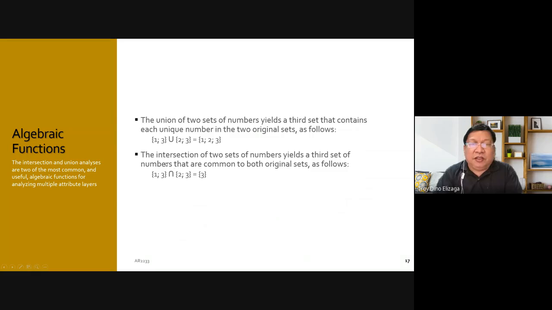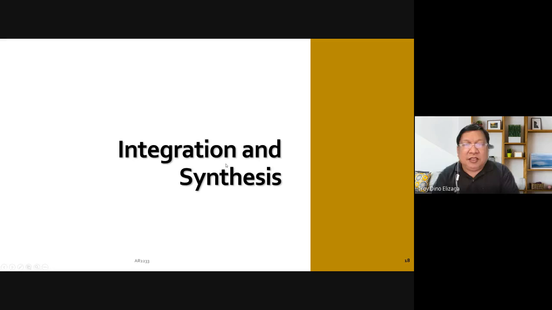In the intersection, you only select the number which is common to both. If this one has a score of 1 and 3, and the other one has a score of 2 and 3, the common number is 3. So that's what you put in the composite. So there are many ways.